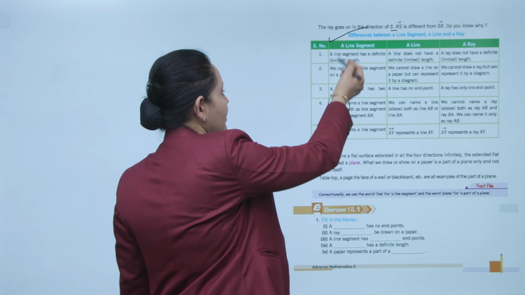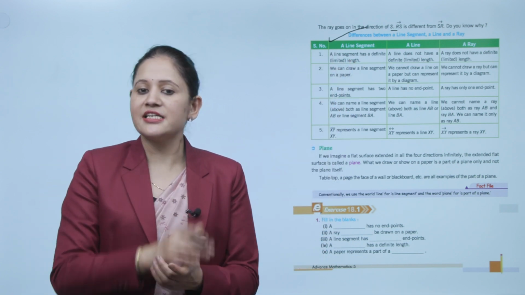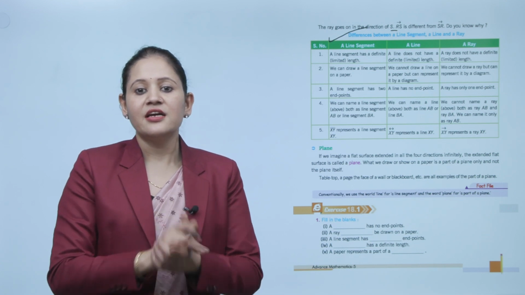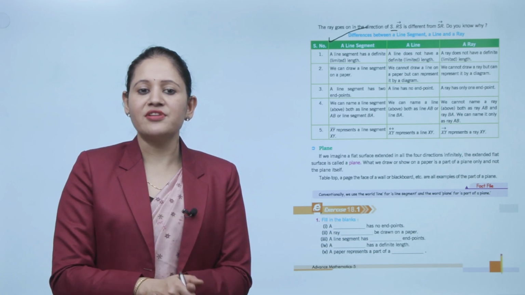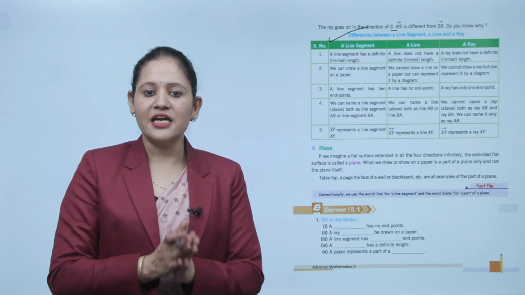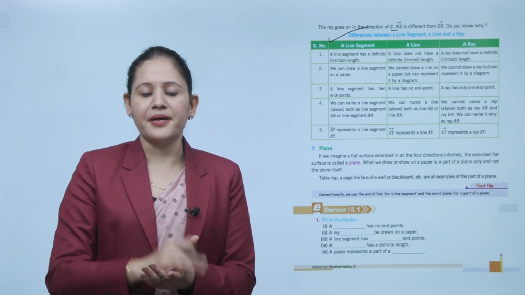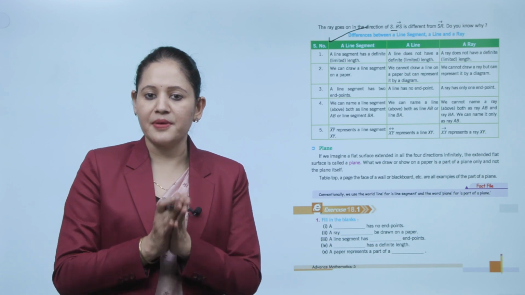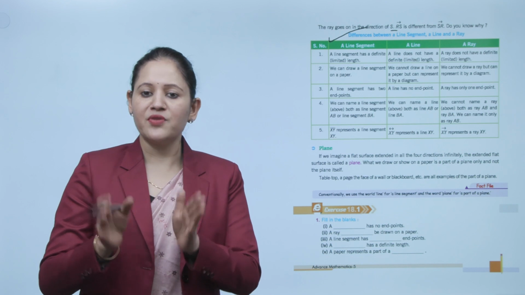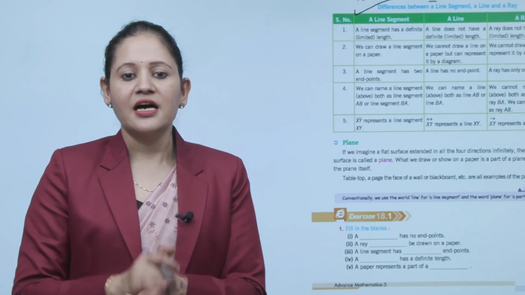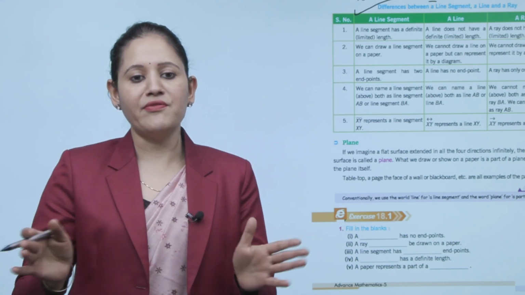Next is difference between line segment, line and ray. Line segment means part of a line. It has definite length. Line does not have definite length. Same with ray, it does not have definite length. We can draw a line segment on a paper, but we cannot draw a line on a paper, but we can represent it by a diagram. We cannot draw a ray, but we can represent it by a diagram. A line segment has 2 endpoints, line has no endpoint, ray has only one endpoint.